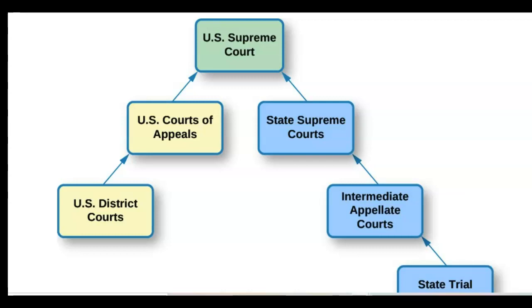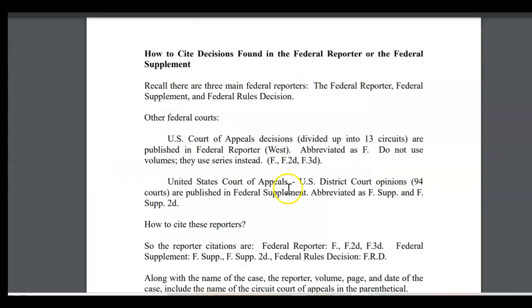The U.S. Court of Appeals decisions are published in the Federal Reporter, West, and it is abbreviated by F, uppercase. Rather than using volumes, they also use series. So you'll see the second series or the third series. Here's the $1 million question: how do we cite these cases in these reporters?